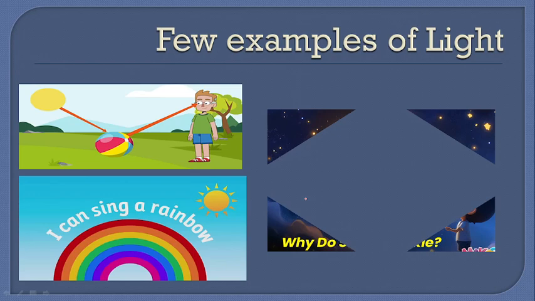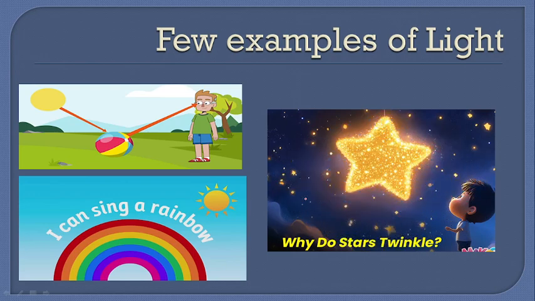Then let's go to the next example. What is twinkling of the stars? With the help of light, we see in the night that the stars twinkle. Why do the stars twinkle? Because the stars are placed at a very long distance. When you see these stars placed very far from the earth, the light coming from them has to travel a long distance to reach the earth's atmosphere.